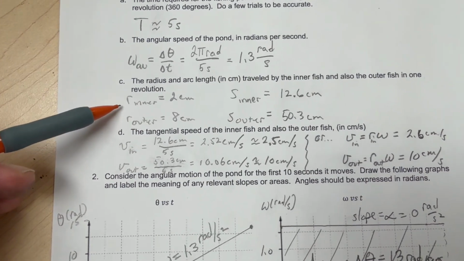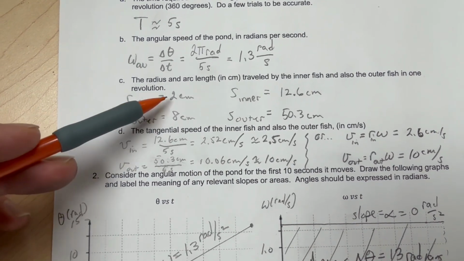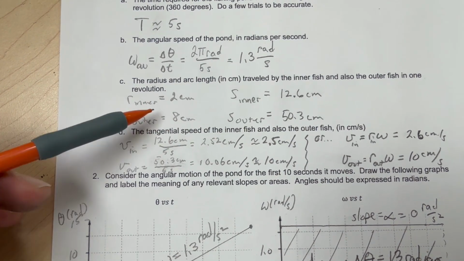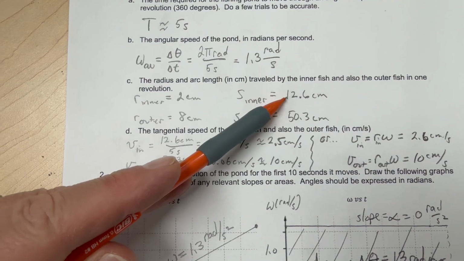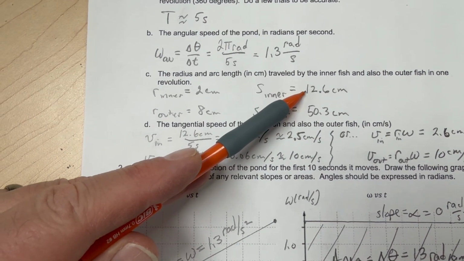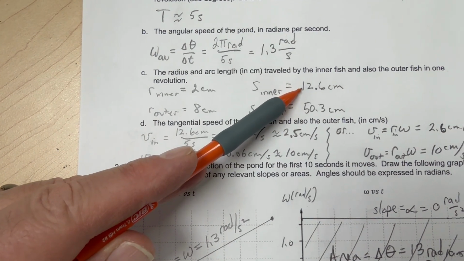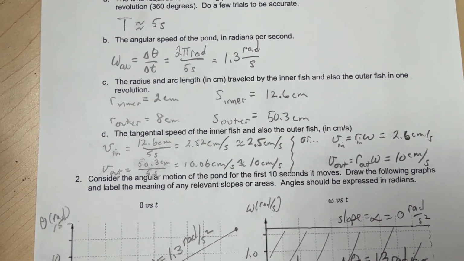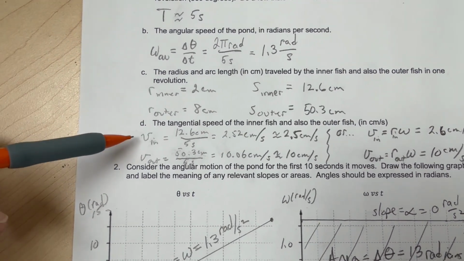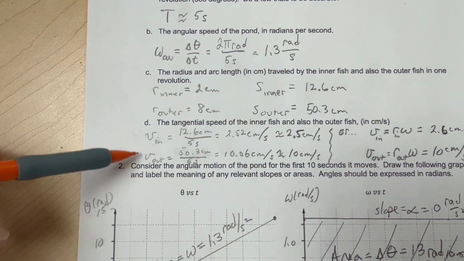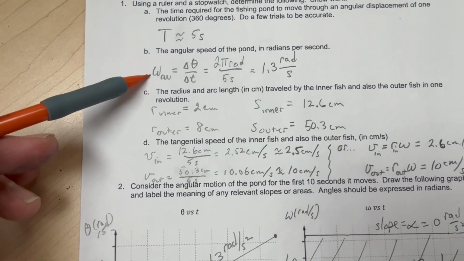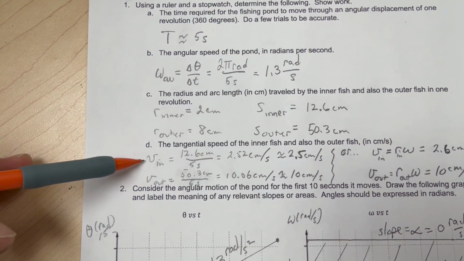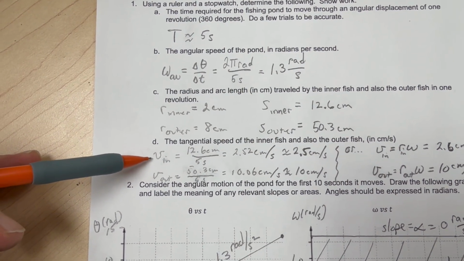This next one, the radius of the inner fish, right around 2 centimeters. The outer, right around 8 centimeters, meaning that the arc length that they go through in 1 revolution would be about 12.6 centimeters and about 50.3 centimeters for the outer. Now the tangential speed: the fish on the inside and the outside might have the same angular speed, but they don't have the same tangential speed. The ones on the outside go faster.